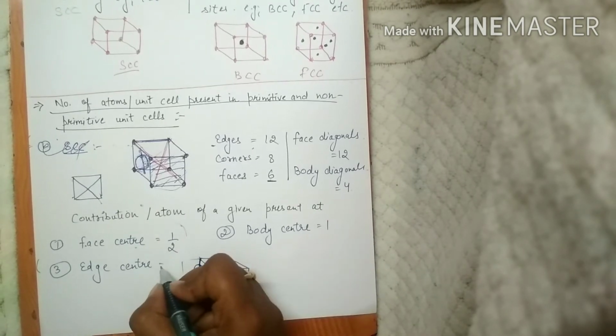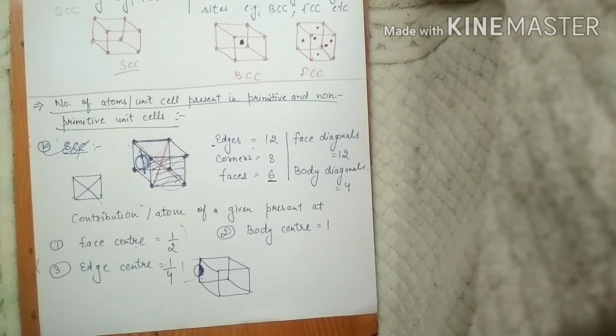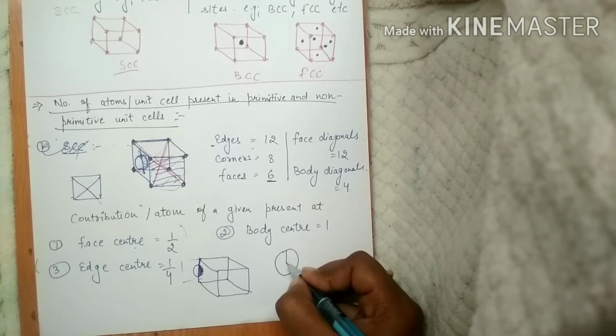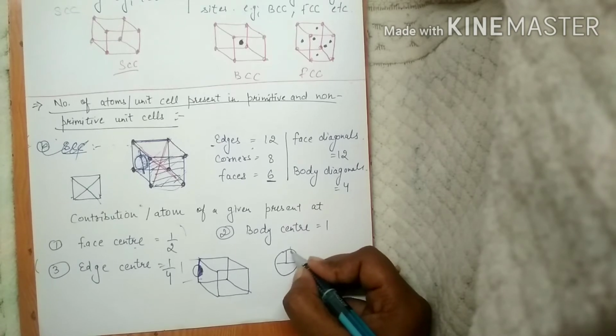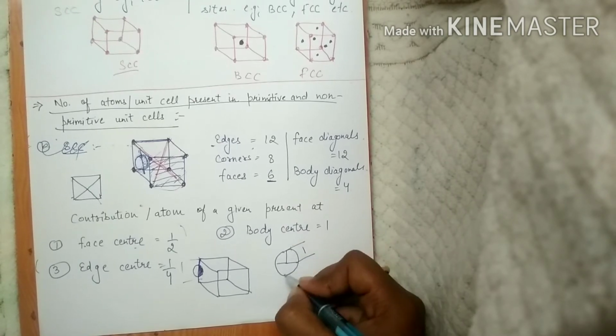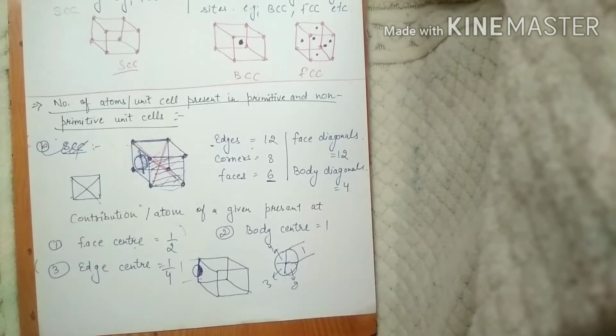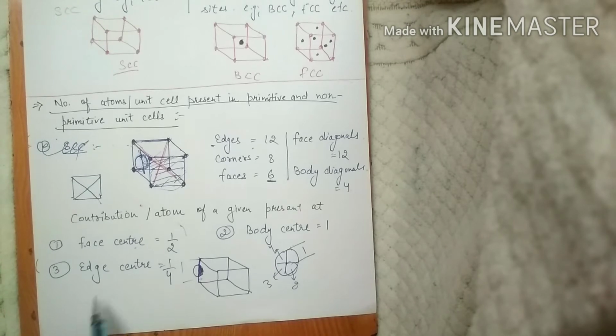So edge center contributes 1/4 because there is one sphere. Okay, so this 1/4 part is shared by one unit cell, this 1/4 part is shared by the second one, this 1/4 by the third, and this 1/4 by the fourth. This way, if one atom is present at the edge center, it contributes 1/4 atom. Okay, so these are the contributions.